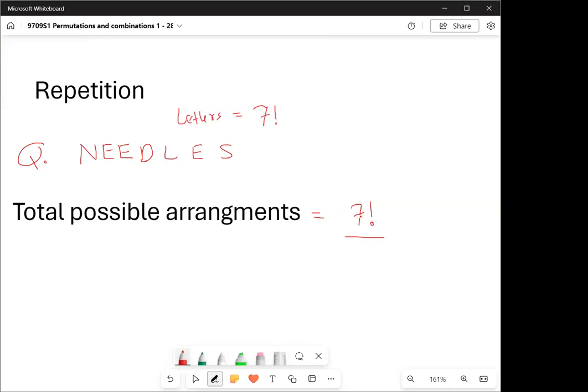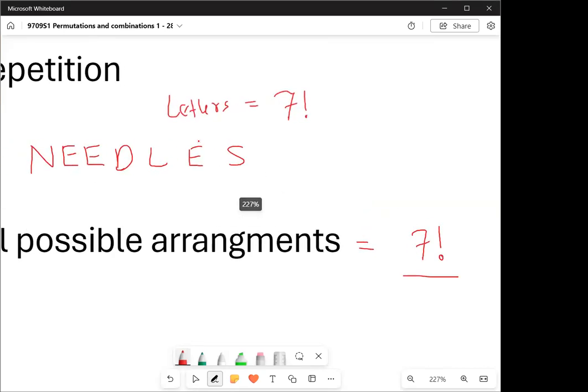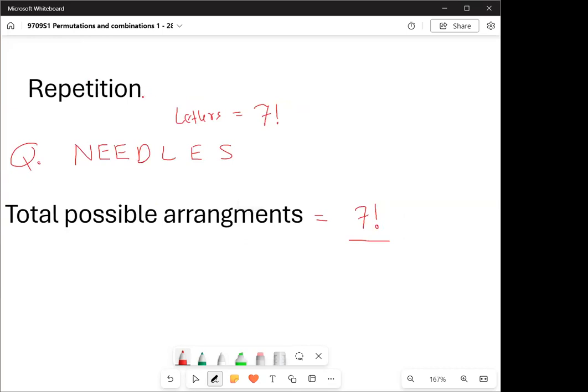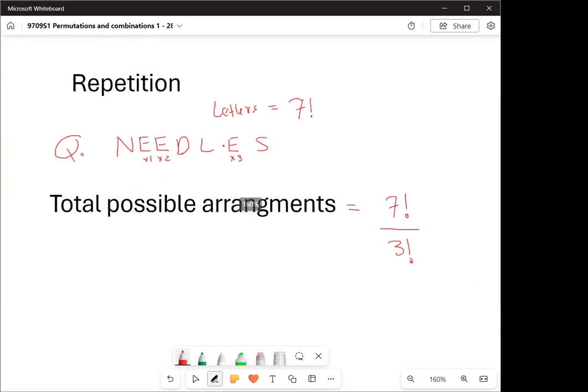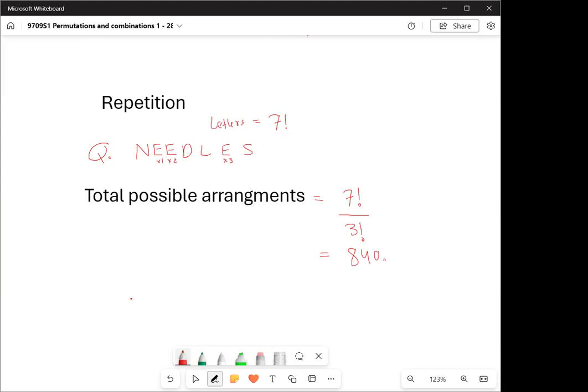Okay, 7 factorial. Now the issue here is whenever there's repetition, we just divide. Whoever is repeating, just divide. This E comes 3 times, so we have to divide by 3 factorial. If there was any other repetition, we would divide by that as well. How much is it? 840. Is that correct? 7 factorial divided by 3 factorial, yes, 840.